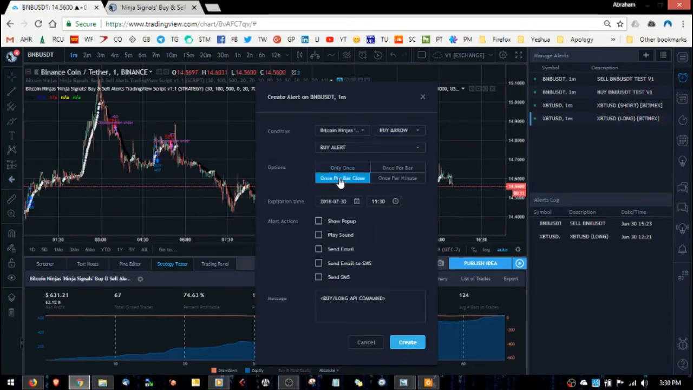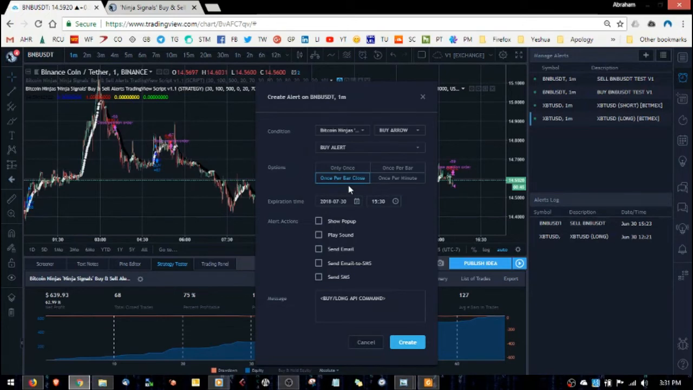I set it at once per bar close. The reason we use once per bar close is because intra-bar changes, or changes that happen as a bar is forming, can result in a signal flipping before it closes. For example, it may start out looking like a good time to buy, but then a bunch of whales come and sell a whole bunch of currency and it becomes a giant red candle and you want to get out. It may be a good time to sell. For that reason, you want to choose once per bar close. That way you just get the final signal that the bar ends up representing. So for buy and sell alerts or long and short alerts, we recommend once per bar close. So in this case, buy arrow, buy alert, once per bar close.